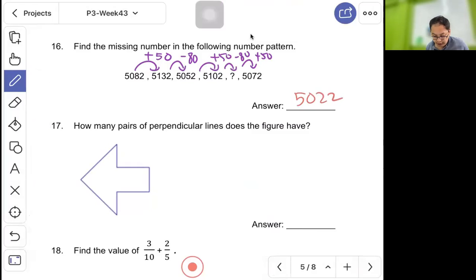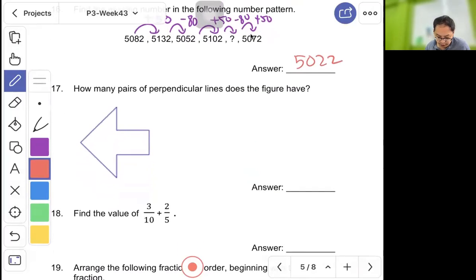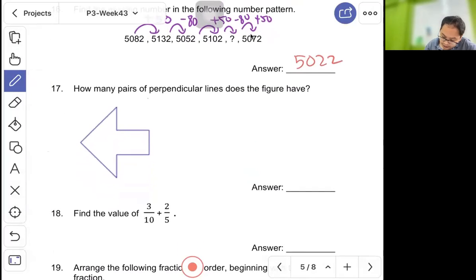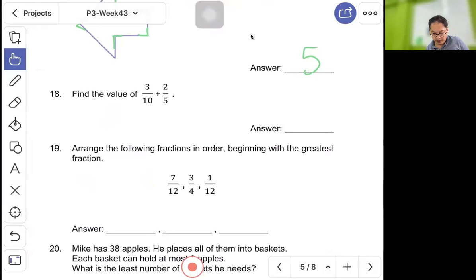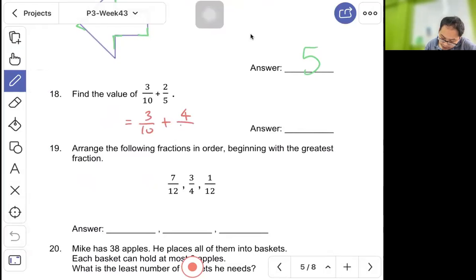Question 17. How many pairs of perpendicular lines does this figure have? So for perpendicular lines, they form a right angle. So this is one pair, two pair, three pair, four pair, five pair. Five. Question 18, find the value of 3/10 plus 2/5. So first we make the denominator the same with 10. Add together, 7 out of 10.